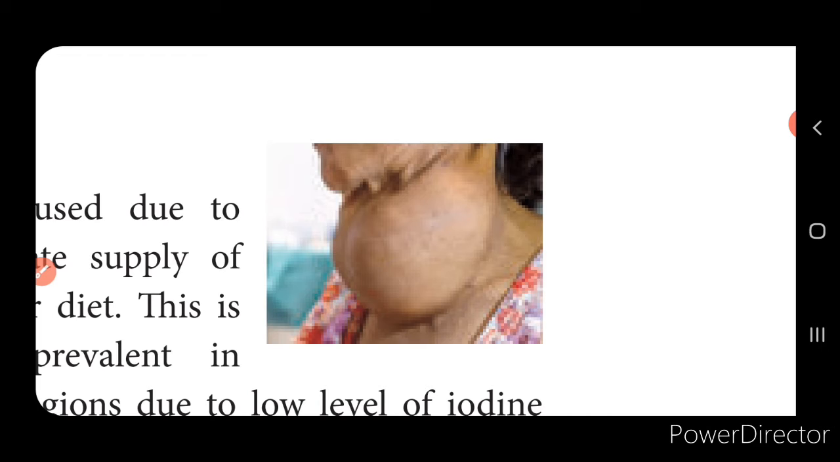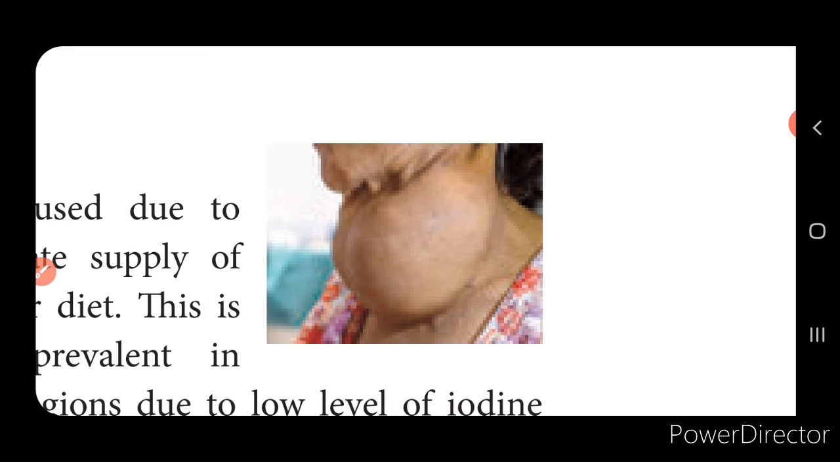Now, especially if you see the Himalayan regions, due to the low level of iodine in the salt, the thyroid disease that is called the goiter is very familiar, and this is nothing but the swelling in the neck, in the thyroid gland, and this is nothing but the goiter. Next is the cretinism.